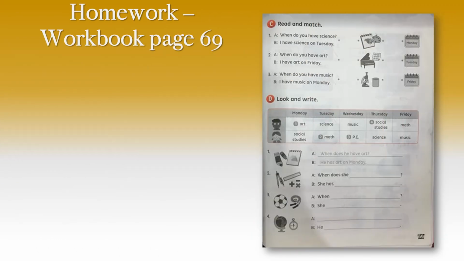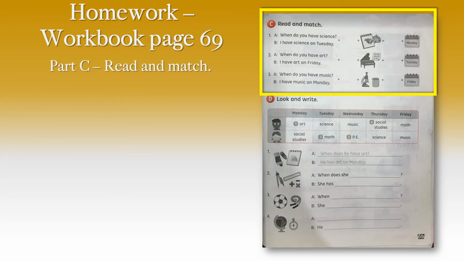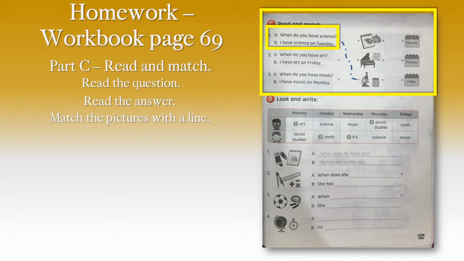Okay, it's time to check the answers to the homework that I set you in the last class. It was workbook page 69. Let's remember what you had to do. You had to read part C, which was read and match. You had to read the question, read the answer here, and then match the pictures with a line. So the question was, when do you have science? So you need to find the picture that is a science picture. And then it says, I have science on Tuesday. That's the answer. I have science on Tuesday. So you needed to find the day. That was what you had to do for part C.